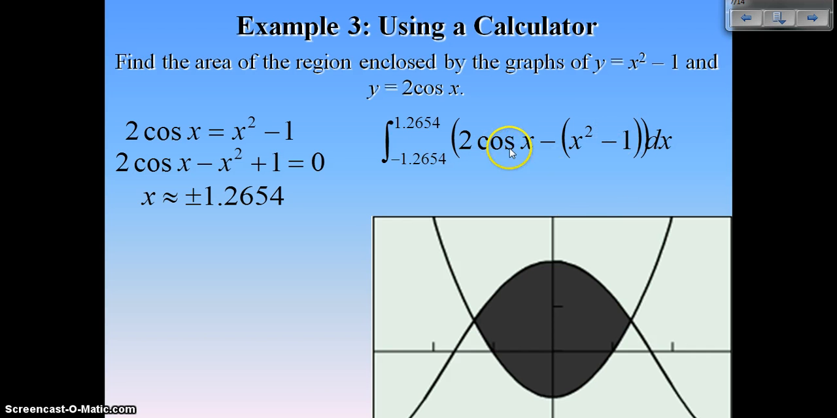Again, you could find the antiderivative of cosine and x squared minus 1, but quite frankly, would you want to and then have to plug in these numbers by hand? So just use your calculator, and you see it's about 4.9949, probably even closer to 5 by the time we take away the rounding error.